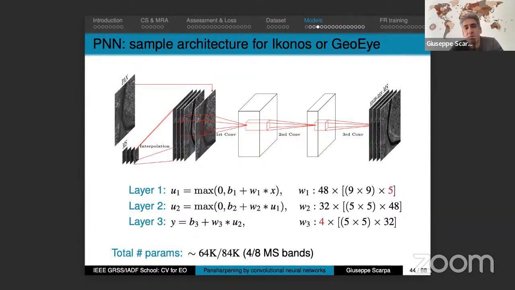Finally, also the receptive field has an impact on the number of parameters. Here it was 9 by 9 in the first layer and 5 by 5 in the second and third layer. So all these hyperparameters determine the total number of learnable parameters, of course.